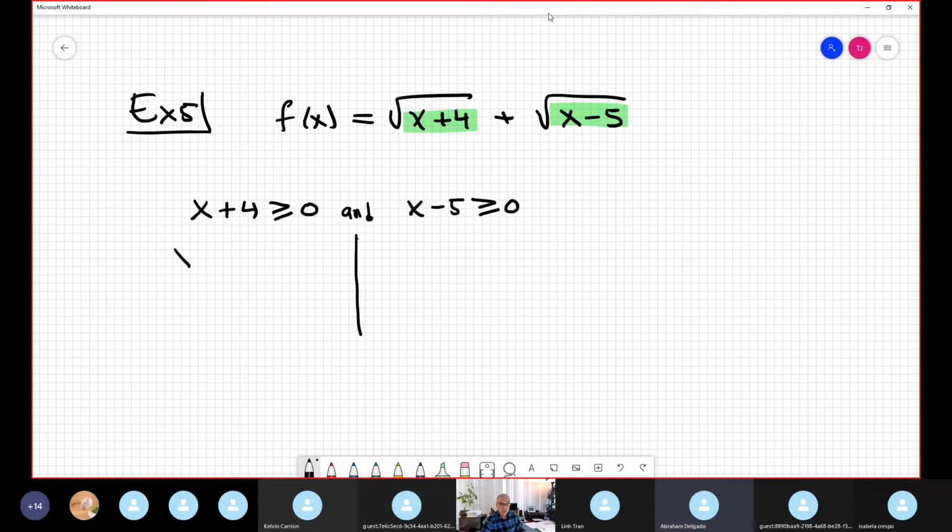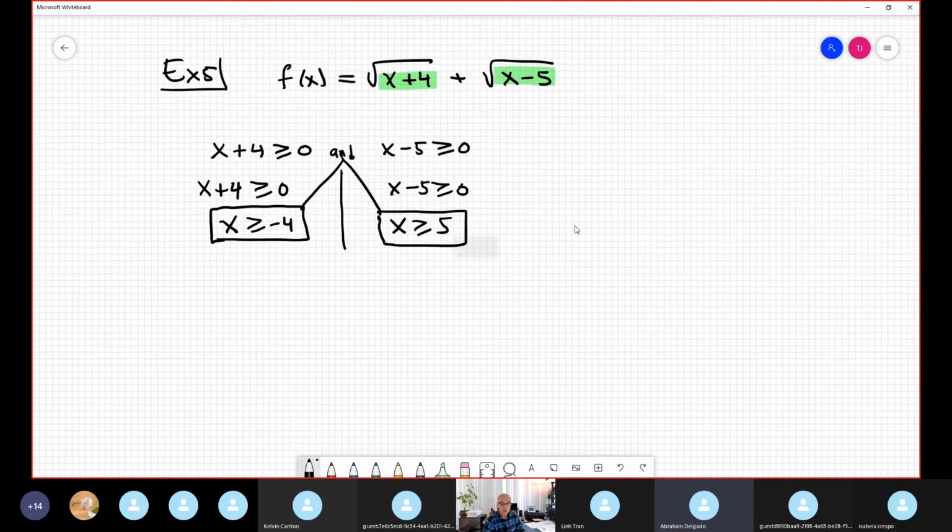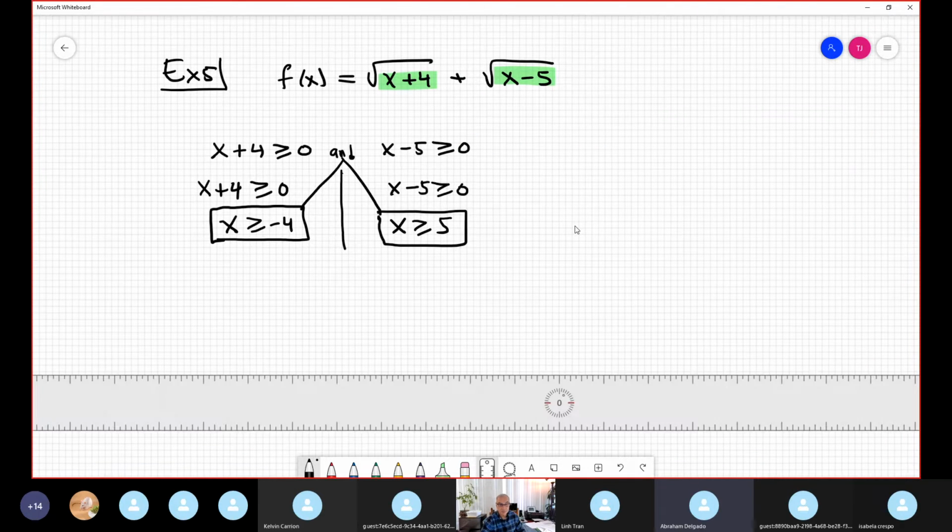Look at that. x plus 4 greater than or equal to 0. Solve for x: x greater than or equal to minus 4. Leave it like that temporarily. The second is x minus 5 greater than or equal to 0, so x is greater than or equal to 5. Okay, and put them together using and. How do you do that? Well, you use the famous number line here.